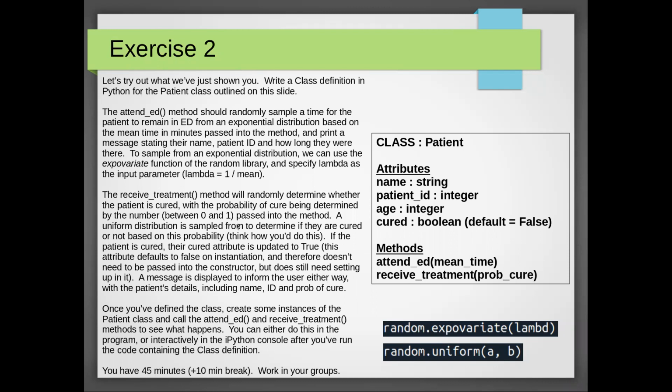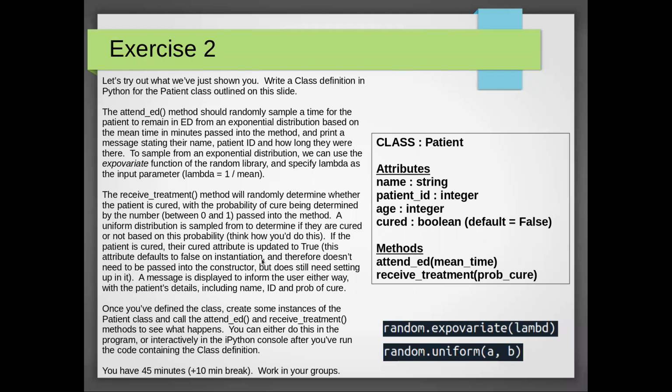Now, what I want you to do is to sample from a uniform distribution to determine if they're cured based on that probability. I want you to think about how you're going to do that. You can sample from a uniform distribution, again, from the random library using the uniform method, and you just pass in 2 values, which are the bottom and the top number, the range that you want to generate a random number in. And remember, in a uniform distribution, there's an equal chance of any number being sampled. So if the number's between 1 and 10, there's an equal chance that it's the value 8 or the number 2, for example.